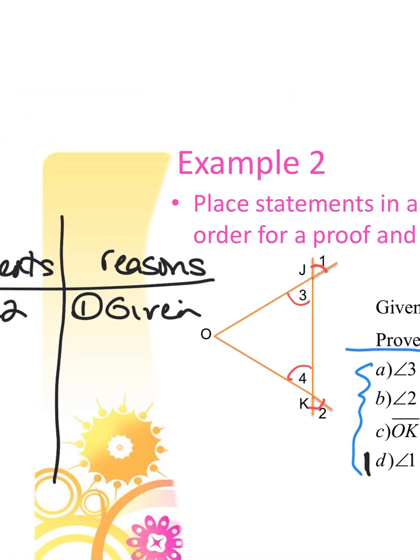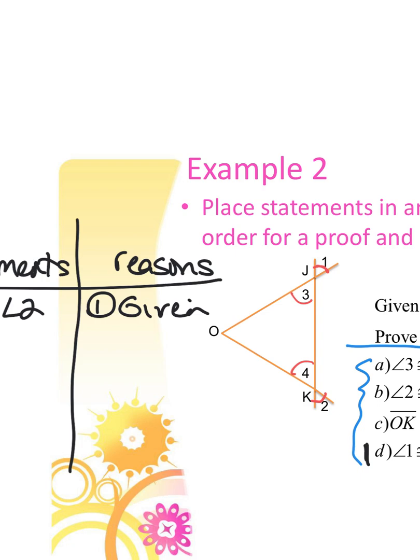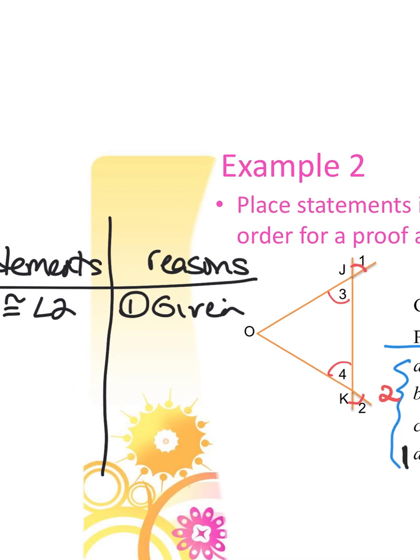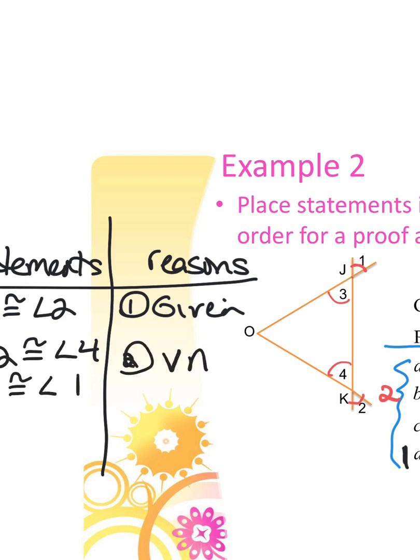So my next statement is the vertical angles, and it's going to be the B. So I'm going to state that angle 2 is congruent to angle 4, and angle 3 is congruent to angle 1. And the reason why I can state this is because of my vertical angles congruence theorem.